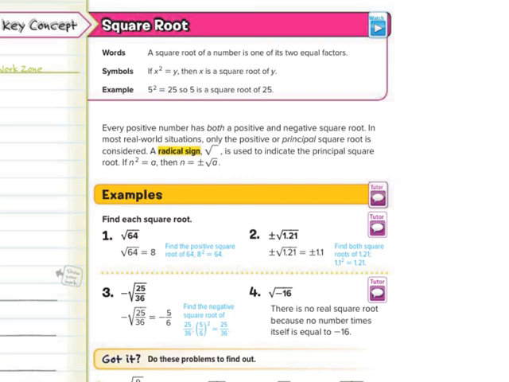Every positive number has both a positive and negative square root. In most real-world situations, only the positive or principal square root is considered. A radical sign, this square root sign, is used to indicate the principal square root. If n squared equals a, then n equals plus or minus the square root of a. So let's see what we're doing in our guided examples.